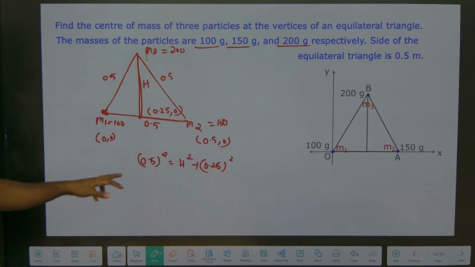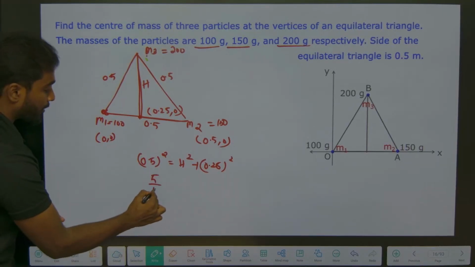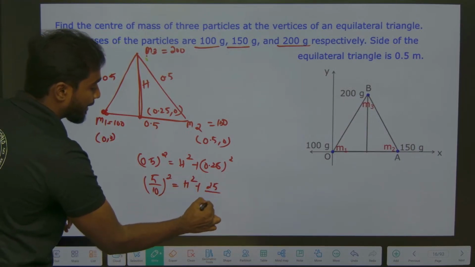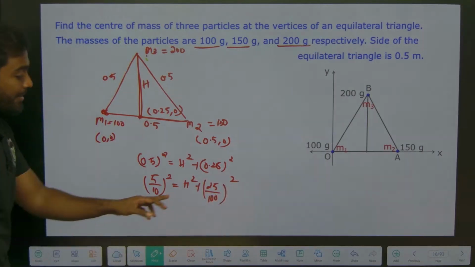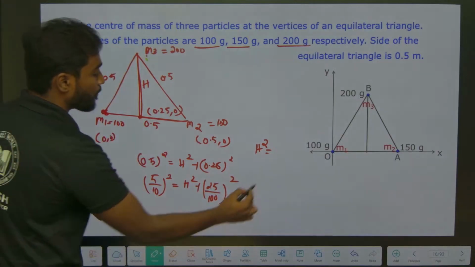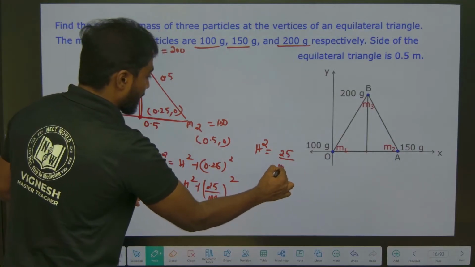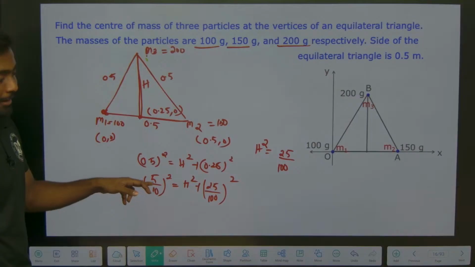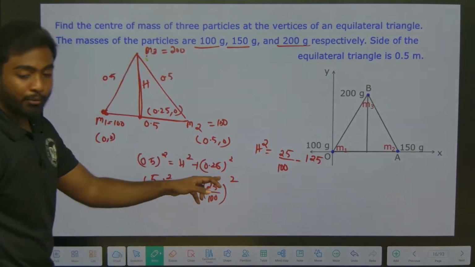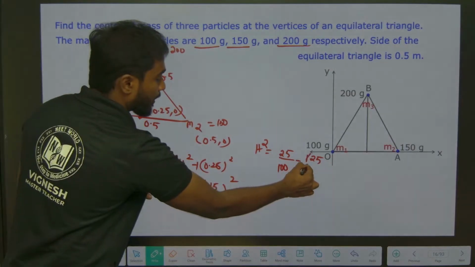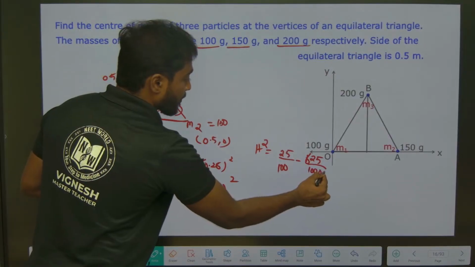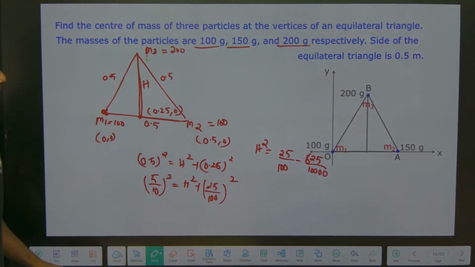Am I right? So can I write this as 5 by 10 the whole square equals h square plus 25 by 100 the whole square. I need h. So h square will be equal to 25 by 10 square minus 625 by 10,000. Okay, cross multiply it now.